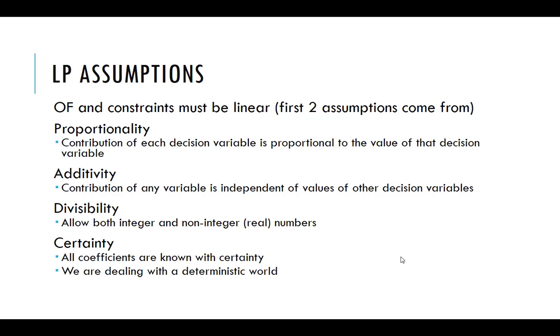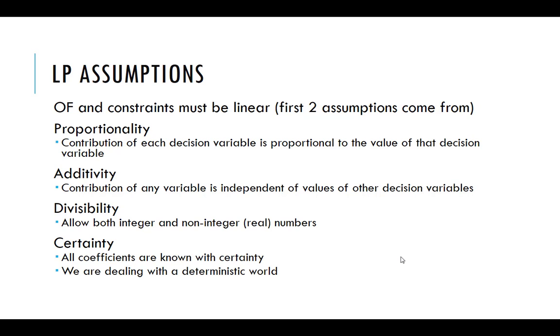And then finally, we have certainty as the fourth assumption. Here that means all of the coefficients, the numbers that go in front of a variable, are known with certainty. We are dealing with a deterministic world, where a number is a number. So when I say $2 for a stick, that means it's $2 always. I don't change it. I don't get price discounts. It's not a random variable with a mean of 2 and a standard deviation of 0.15. No, it is a 2 and only a 2.